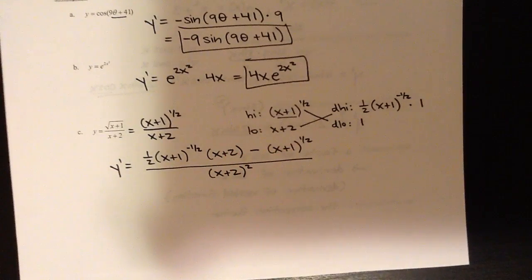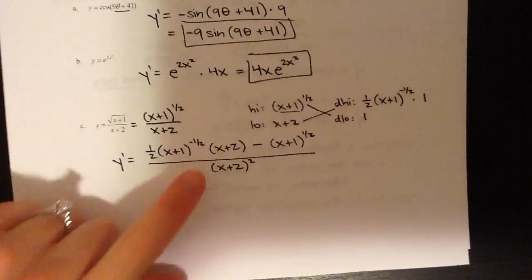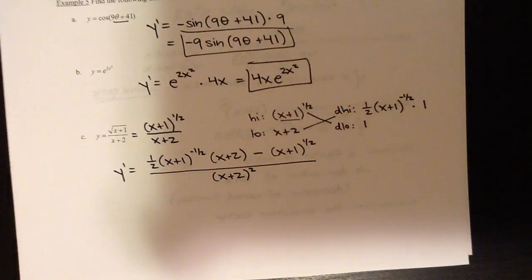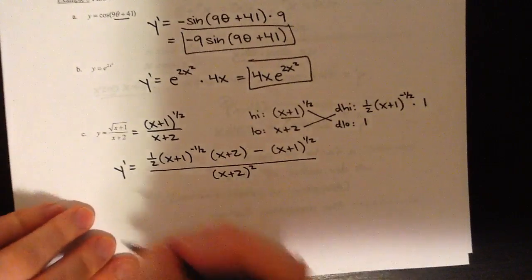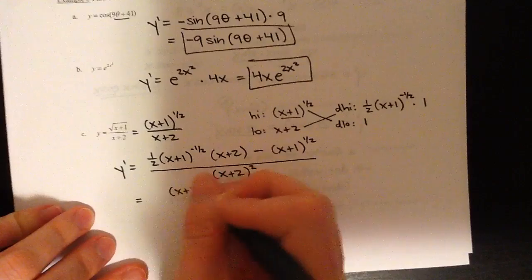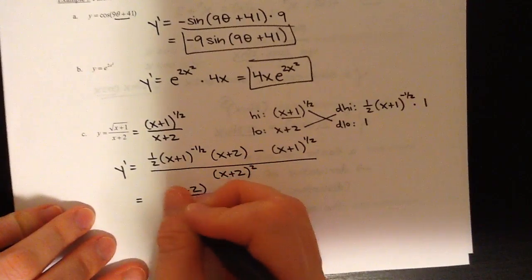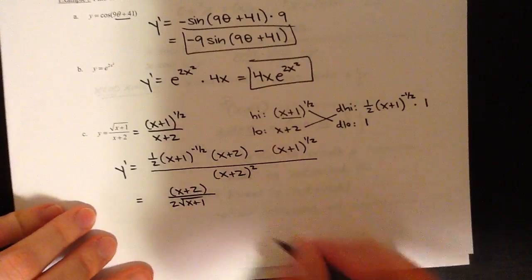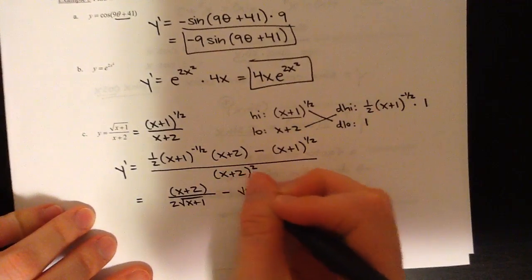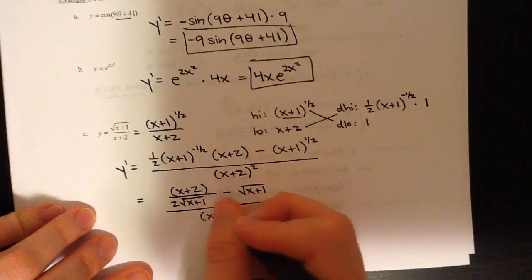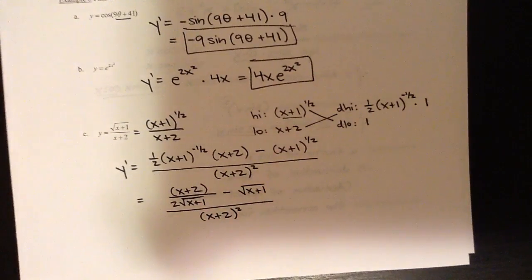So we should be able to clean this guy up a little bit. So this piece right here, the negative 1/2, means that it's a square root flipped into the denominator. So we have an x plus 2 over 2 times the square root of x plus 1. That's this piece right here, simplified up a little bit. And then minus the square root of x plus 1, all of that over x plus 2 quantity squared. So again, clean this up a little bit.